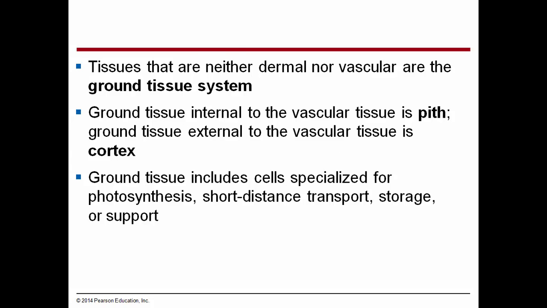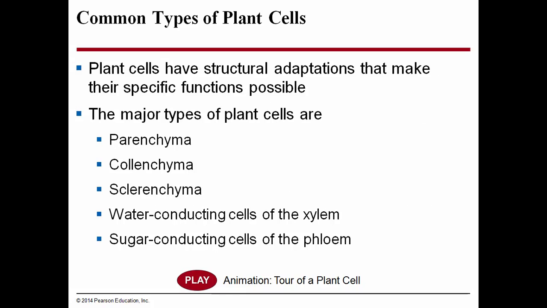Tissues that are neither dermal nor vascular are the ground tissue system. Ground tissue internal to the vascular tissue is pith. Ground tissue external to the vascular tissue is cortex. Ground tissue includes cells specialized for photosynthesis, short distance transport, storage, and support.